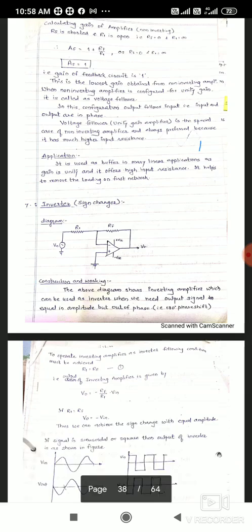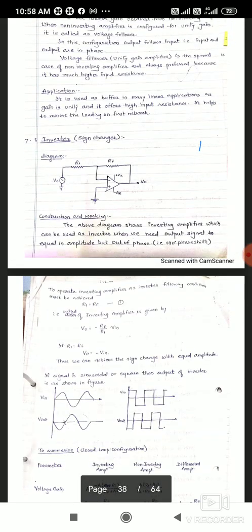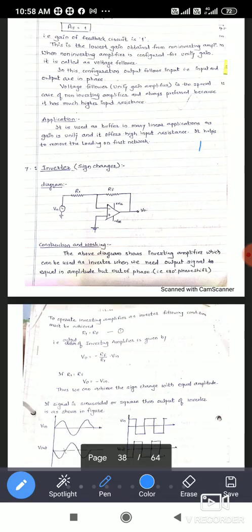Now the next one, inverter. One of the applications is the inverter. Inverter means if Vin is connected, then the output must be 180 degree phase shifted, or there will be a change in polarity. For this we have to connect the input at the inverting terminal. If you want an inverted output, a 180 degree phase shifted output, what do you have to do? You have to connect the input Vin at the inverting terminal.